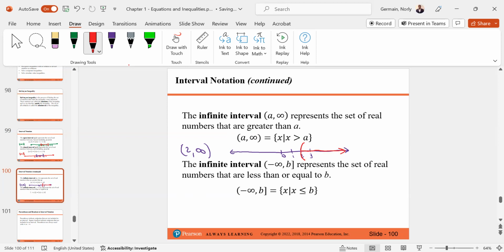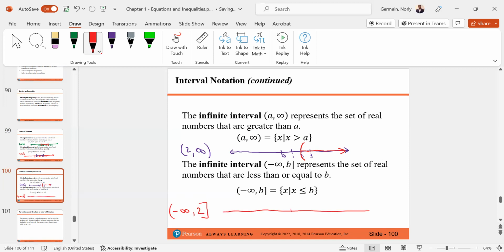All right. Now, an infinite interval represents the set of all real numbers that are less than or equal to b. Look at the second example. If you deal with, for example, negative infinity to 2. Let's say negative infinity to 2, for example. Okay. Parenthesis on one side, but you see a closed interval on the other side.